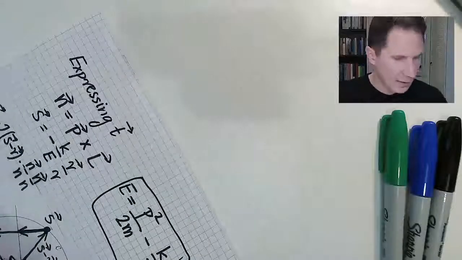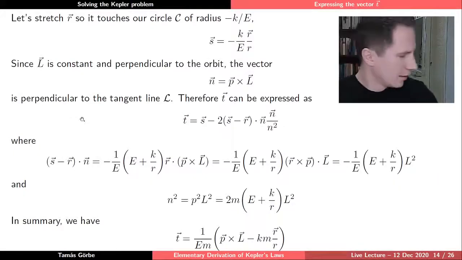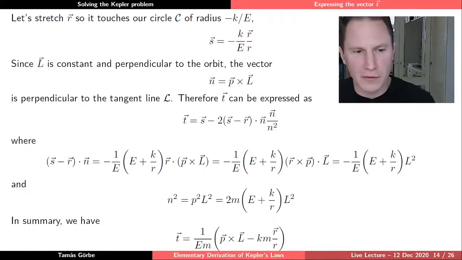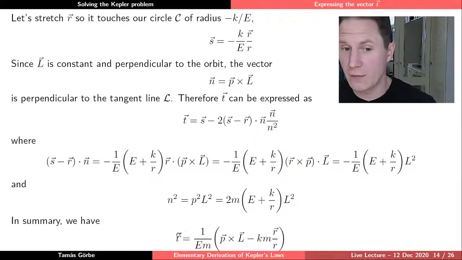Let me repeat that. So here is the same thing on the slides, what we have gone through. In the end, we expressed this vector t using whatever we had before. So the energy, the linear and angular momenta, the reduced mass, and the position vector. So we expressed t by using these known things.